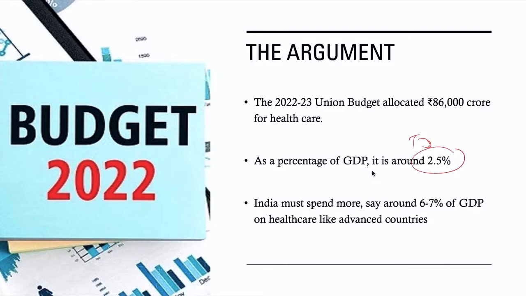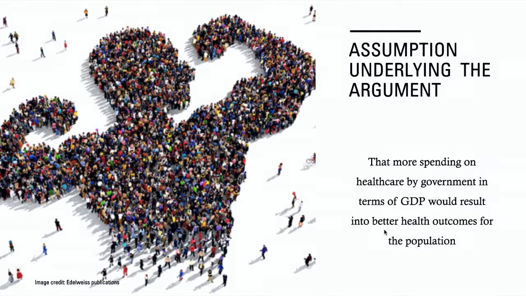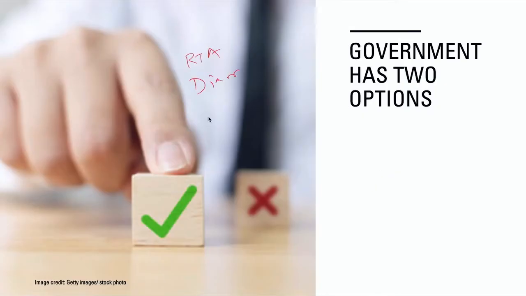Now, what is the argument that is generally presented? That India must spend more, say around 6 to 7% of GDP on healthcare, like advanced countries like European nations, Japan, or United States of America. This argument is based on an assumption. What is that assumption? The assumption is more spending on healthcare by government in terms of GDP would result in better health outcomes for the population. So we are saying that if more money is spent by government on healthcare, it is better health for people. Now, this assumption we are going to challenge in the present discussion.